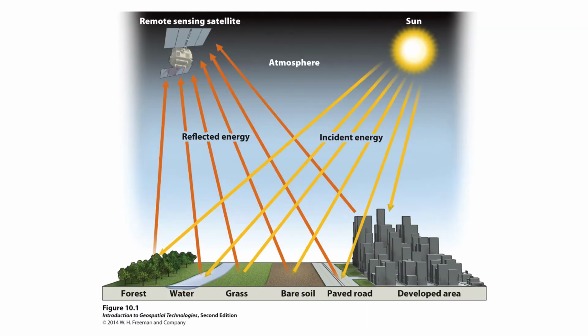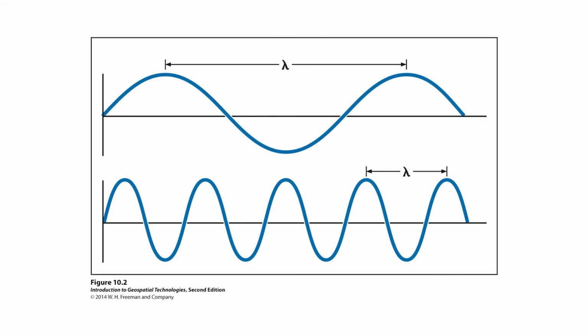Basic concept of how remote sensing works: the sun shoots energy down, energy hits stuff, and some of it is reflected back up. The remote sensing satellite comes along, and it's measuring what's reflected up. Now some of that energy is also absorbed, and some of that energy also passes through, but the part that's reflected is what the remote sensing satellites look at.